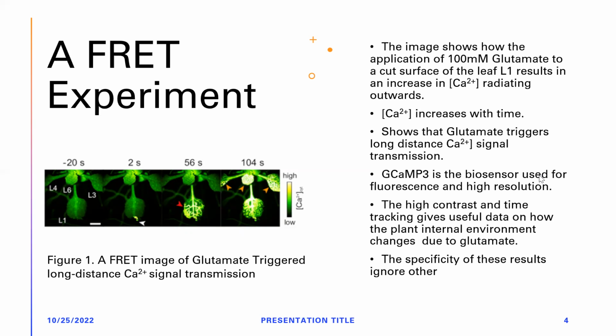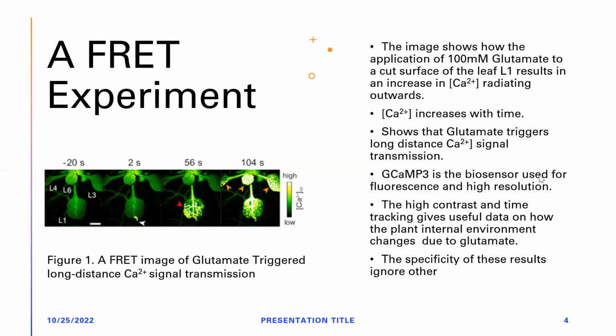We can see from the data that the calcium concentration increases with time, and thus we can hypothesize that the glutamate triggers long distance calcium signal transmission. So in all FRET experiments, there needs to be a fluorophore. In this experiment, the fluorophore is GCaMP3. It's also the biosensor used in fluorescence and high resolution.